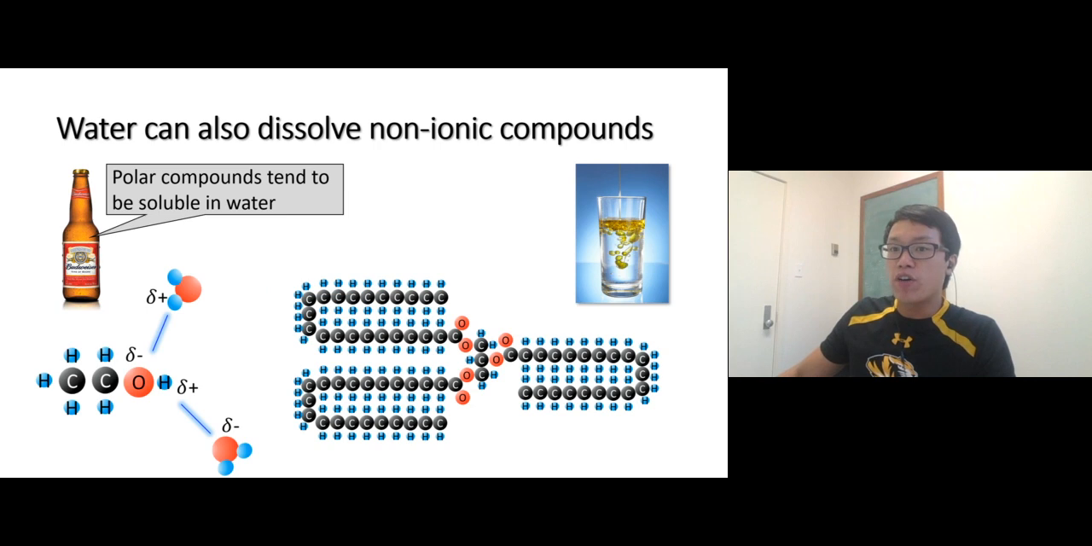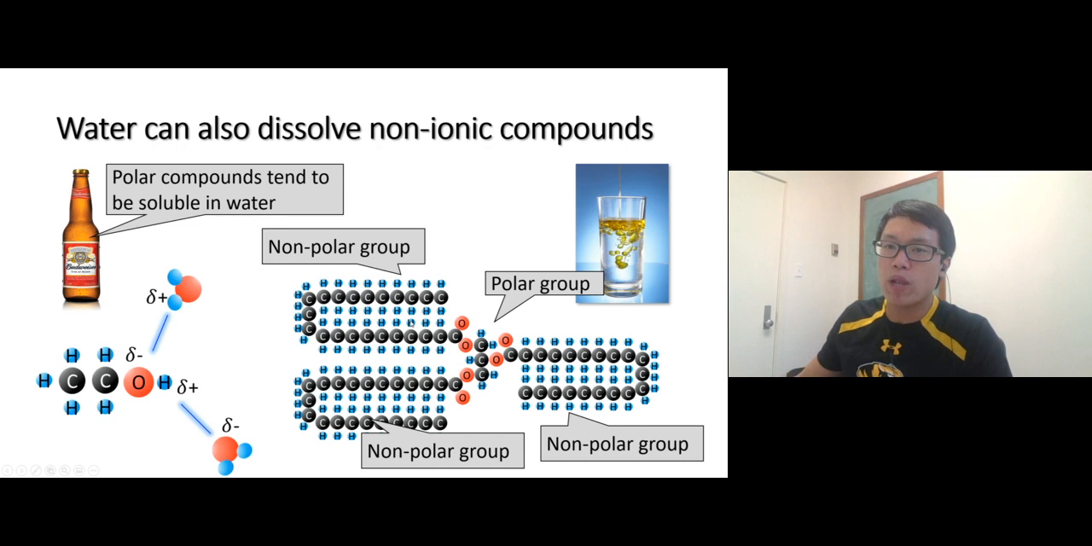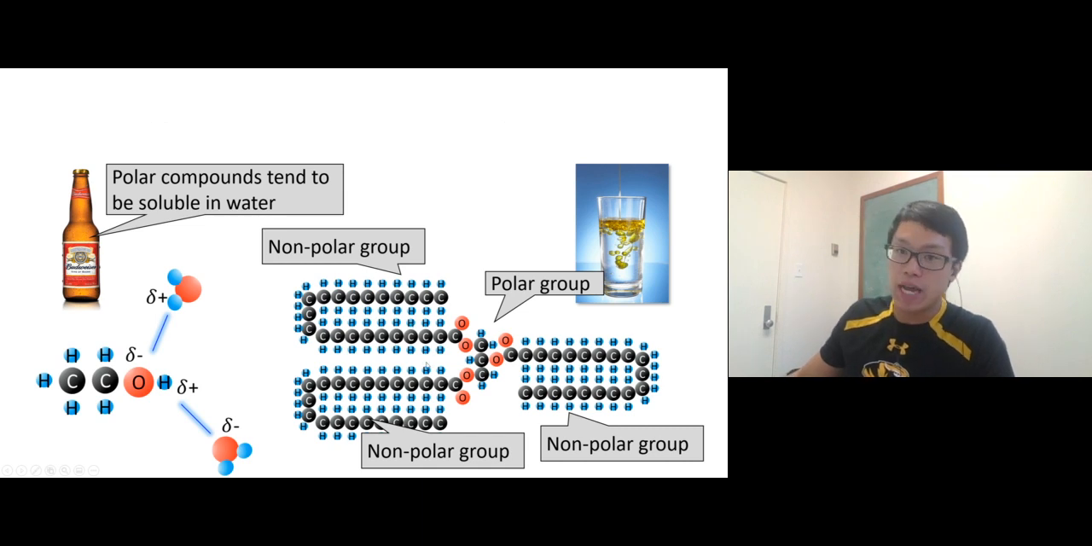For non-polar compounds, take oil. You probably know that oil is immiscible with water. The polar group is right here, but the rest are non-polar. There are too many non-polar groups, so water cannot dissolve these. So water can dissolve a lot of compounds. Now we have a solution, a solution of ethanol. Let's talk about the solution in the next video.